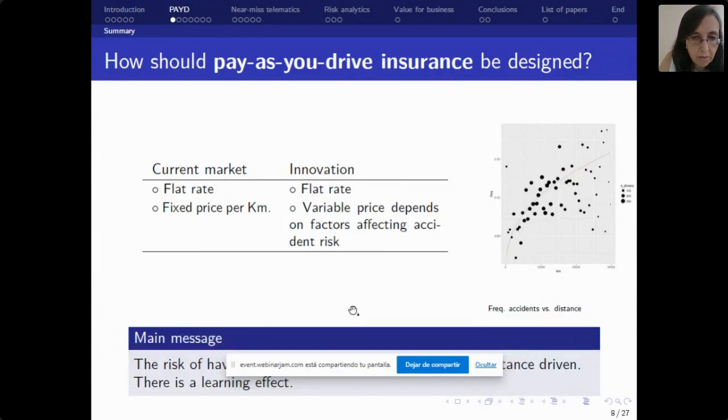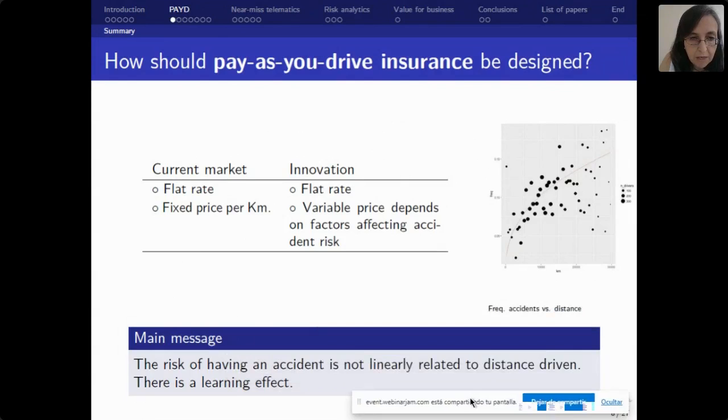So as a summary, the main message is that the risk of having an accident is not linearly dependent on distance. So why should we really have this pay-as-you-drive insurance scheme? There is a learning effect, and we can introduce all those factors, and they make the price per kilometer change.